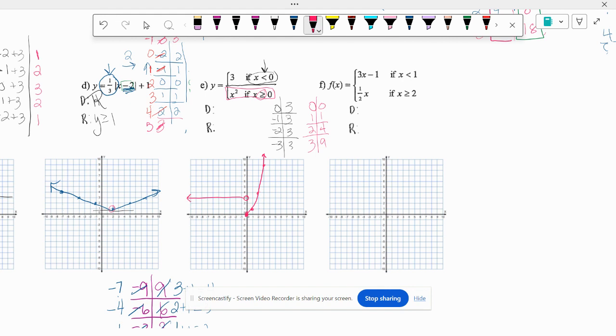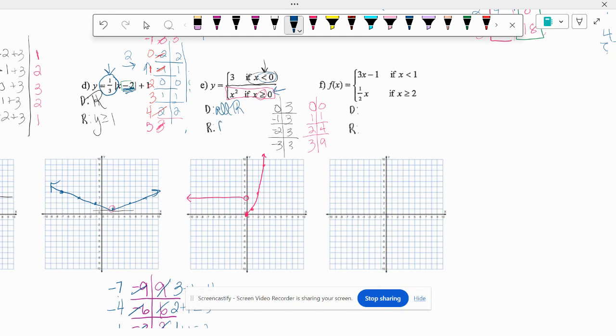I'm going to put an arrow going to the left for all numbers that are less than 0 and an arrow pointing up for all numbers that are greater than. And that's what that looks like. So your domain, still all real numbers, right? Still all real numbers. Even though 0 is not included in the top, it is included in the bottom. So it's still all real numbers.